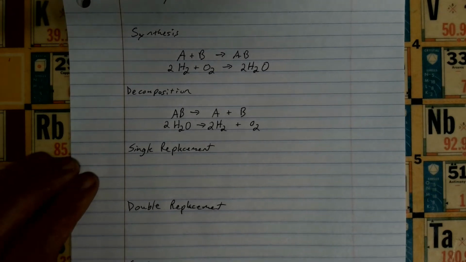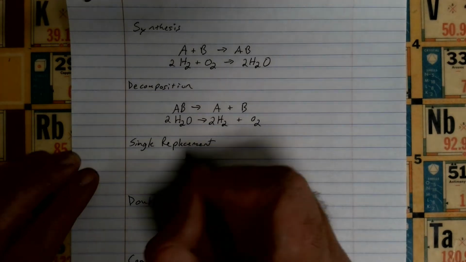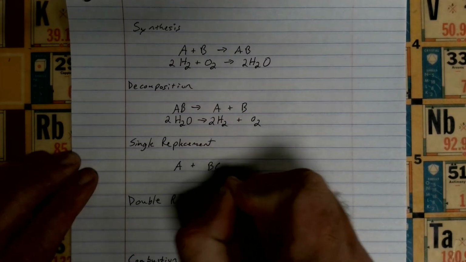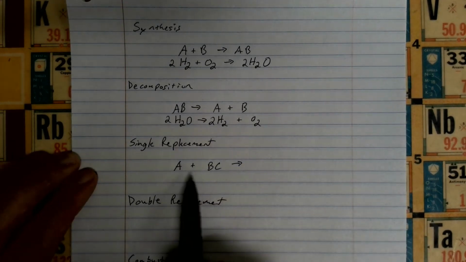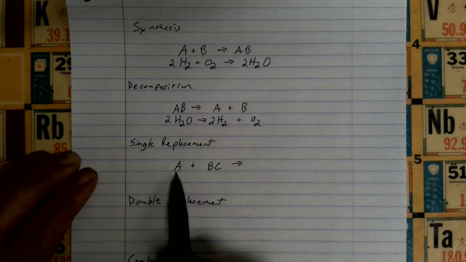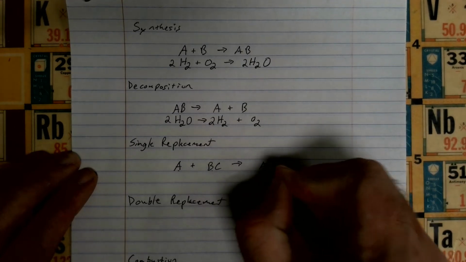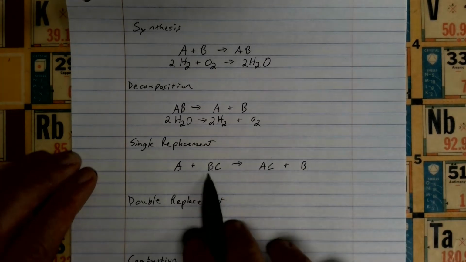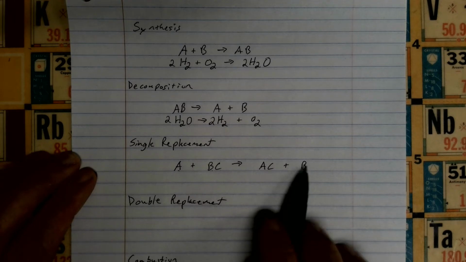The next one is single replacement. A single replacement reaction is where one element plus a compound, and so the reactants look like this. You have an element plus a compound, and this element takes the place of one of the other elements in the compound and kicks the other element out. So A, in this case, took the place of B in the reaction.